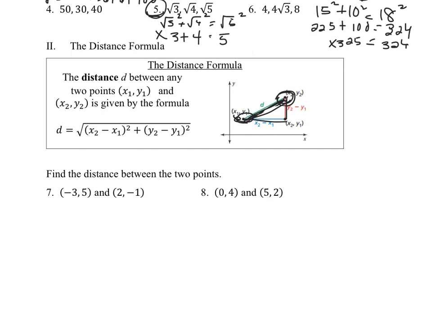So finding your distance between any 2 points, we're going to use this formula right here. So the distance equals the square root of x sub 2 minus x sub 1. So x sub 2, we're going to call it 2, minus x sub 1, which is negative 3.